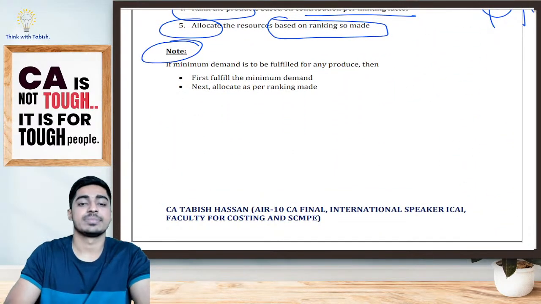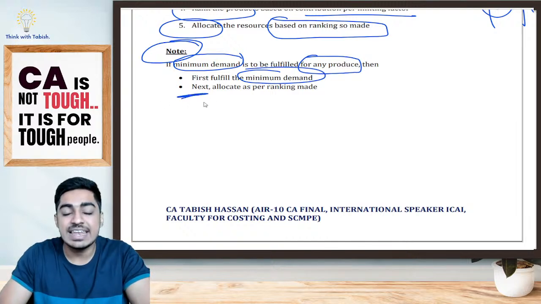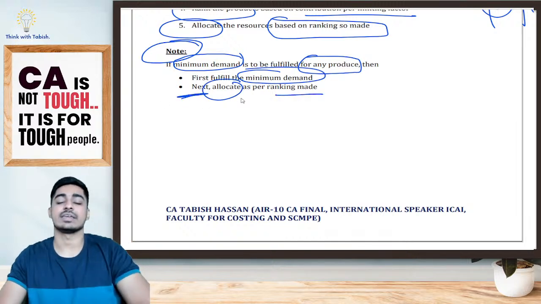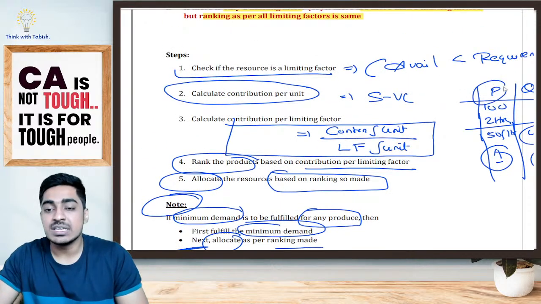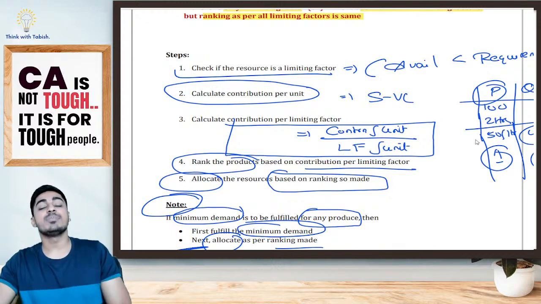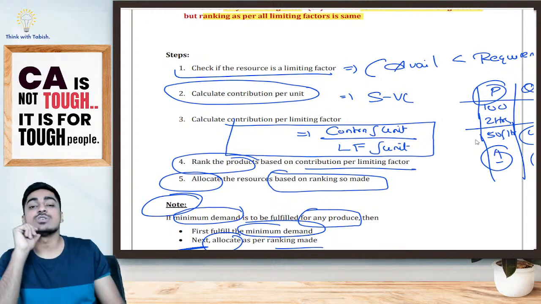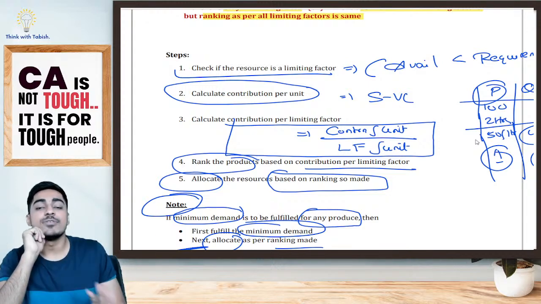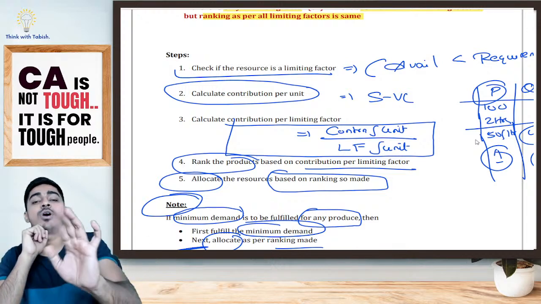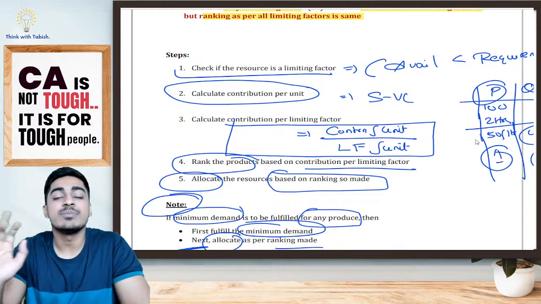However, a note is there. If a minimum demand is to be fulfilled for any product, then first fulfill that minimum demand, and the balance resources allocate as per the rank. Suppose P is higher priority, P is giving me more contribution per labor hour. But the company has a long-term contract wherein we have told our old customer every month 10,000 units of Q we will give. Irrespective of whatever contribution is, this existing order we need to fulfill. So if any minimum order is there, first we will fulfill that. For balance hours only, we will look at which is better based on that.